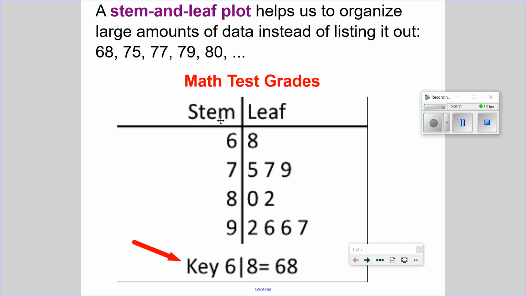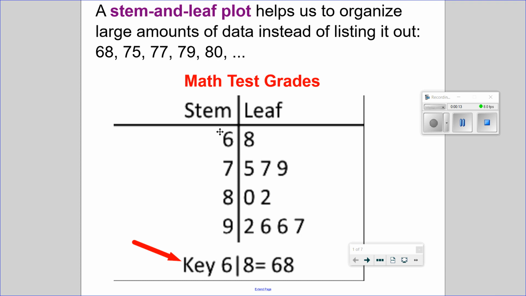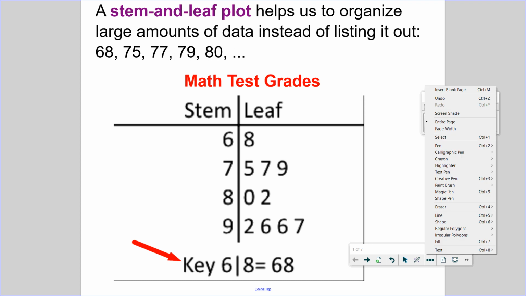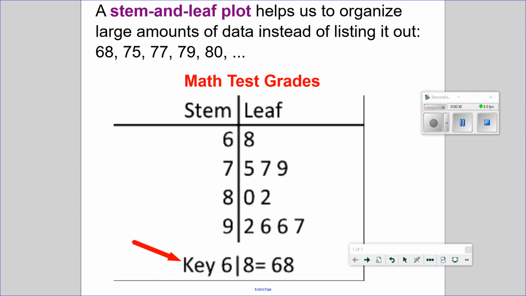So let's look at a stem and leaf plot. Let me get my pen ready so we can get started. A stem and leaf plot helps us to organize large amounts of data instead of listing it out as 68, 75, 77, 79, and 80, and so on. So in 5th grade, you should have learned stem and leaf plots.